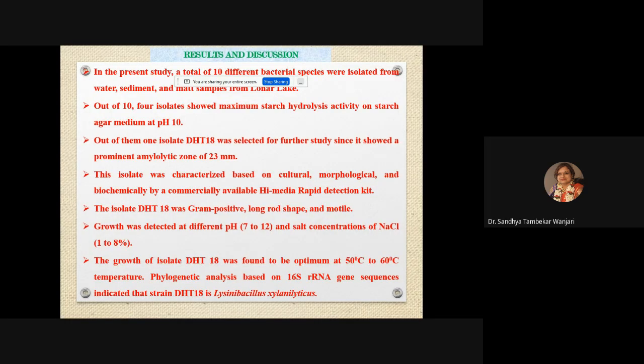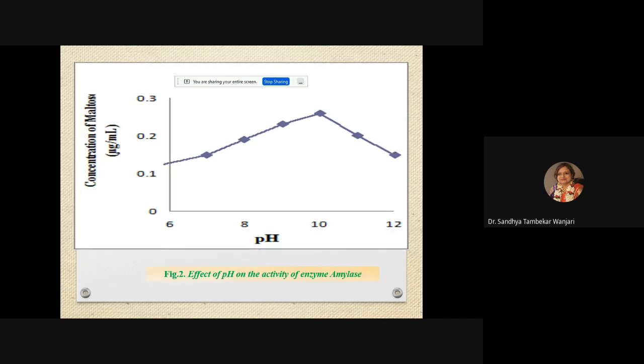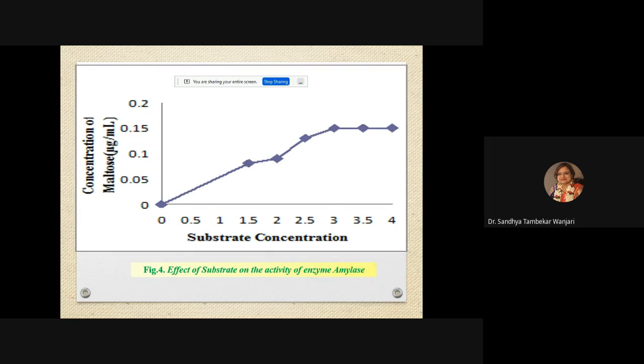So for the results and discussion, the optimum temperature for this amylase producing organism was found to be 60. Then the pH was found at 10. The optimum enzyme concentration for the activity of amylase was found to be 2 microliter per ml of enzyme concentration. Substrate concentration was found to be 3 to 3.5 milligram per ml.